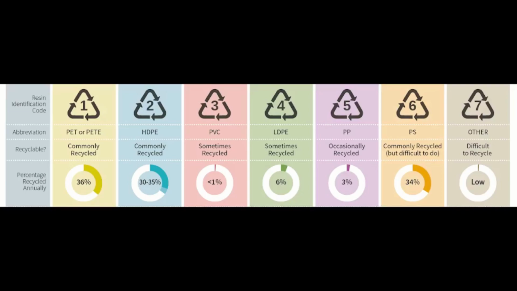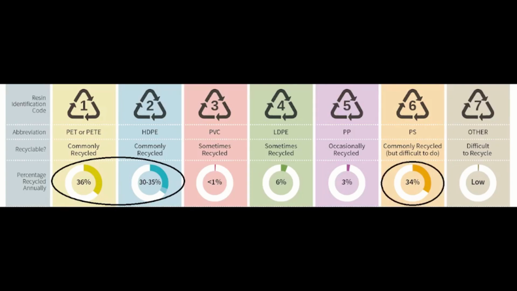Now that we know where plastic comes from, how it's made, and the uses of plastic, let's talk about how much of it is actually recycled. These are rough percentages of how much of each plastic is recycled. The two most commonly recycled plastics are PET and HDPE. Roughly 36% of PET is recycled annually, and HDPE is roughly 30 to 35% recycled. HDPE is the easiest plastic to recycle.